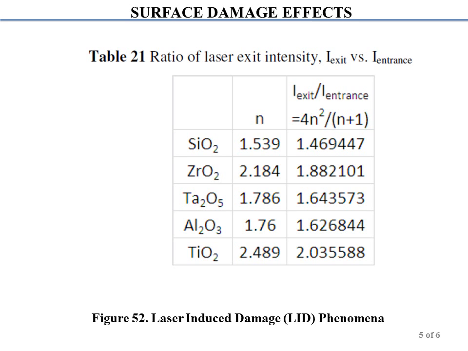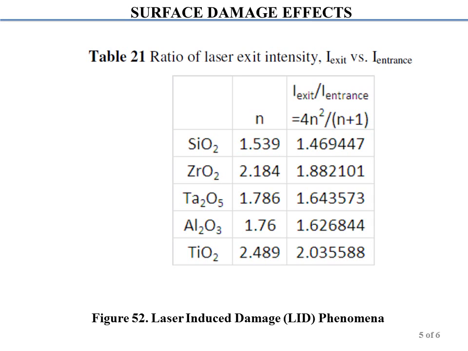So next we will discuss surface damage effects in the thin film. Table 21 shows the ratio of laser exit intensity, that is the exit intensity after passing through the thin film, versus its intensity on the entrance to the thin film. You can see the ratio is given as 4 times the refractive index of the material squared divided by the refractive index of the material n plus 1, squared. And the assumption here is the laser will be going through air of index n equals 1 into the thin film material with refractive index n.